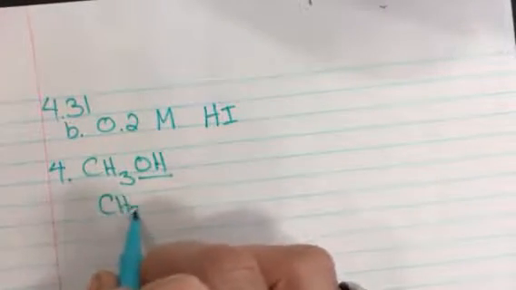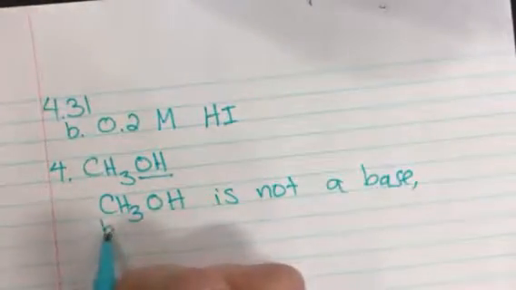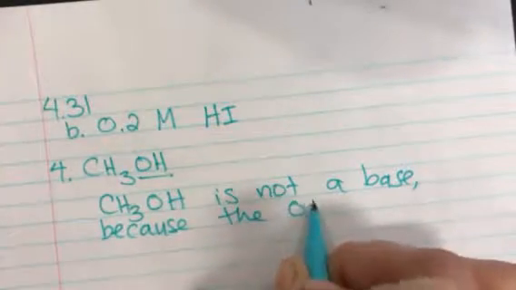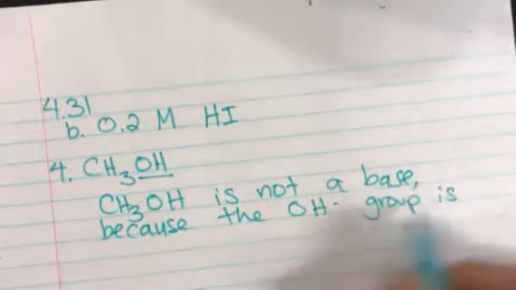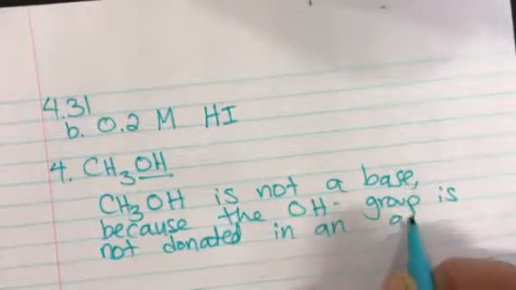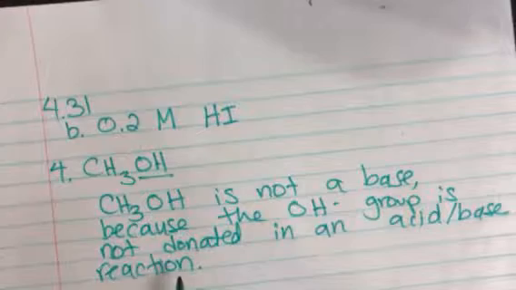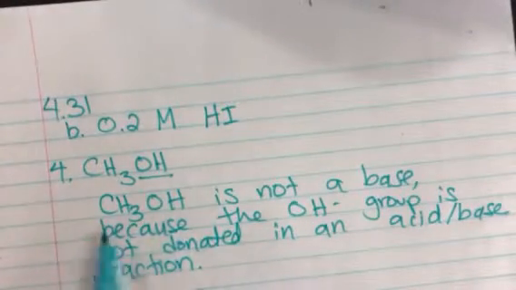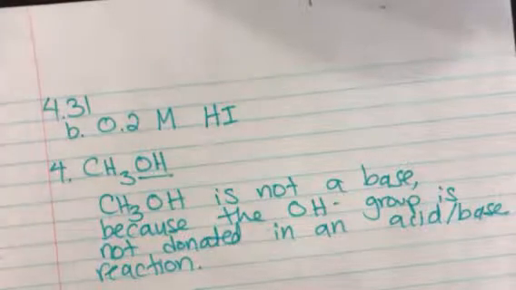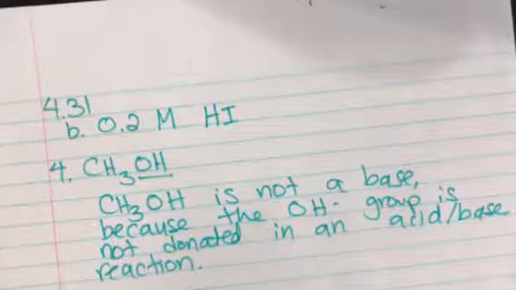So CH3OH is not a base, because the OH group is not donated in an acid-base reaction. So that being said, it is not a base, it is an alcohol, and it is considered to be a molecular compound. Even though NH3 is also a molecular compound, it is a base, a weak base, but methanol is not considered to be a base, excuse me.